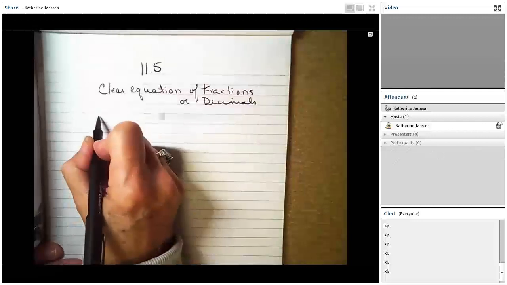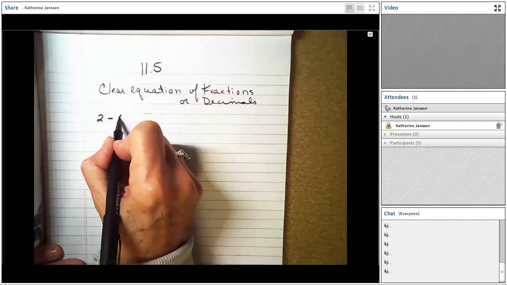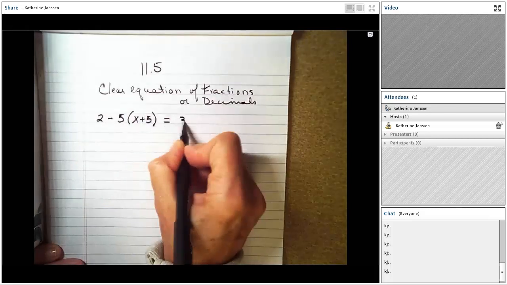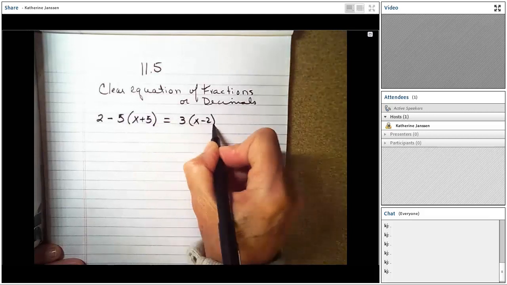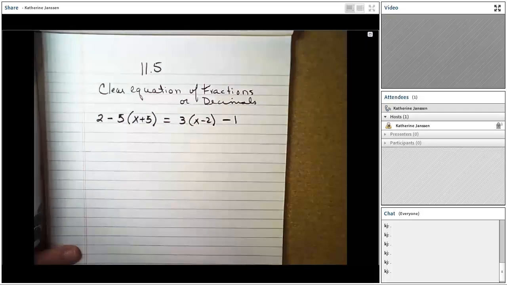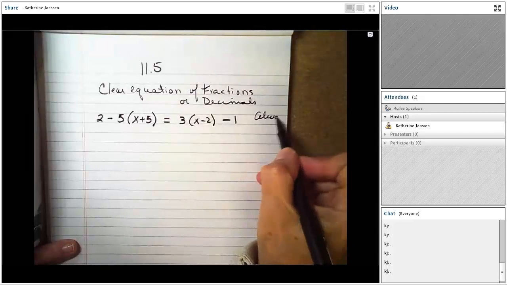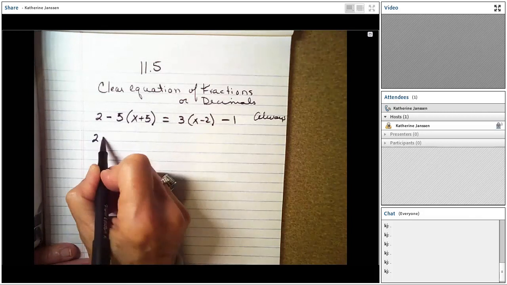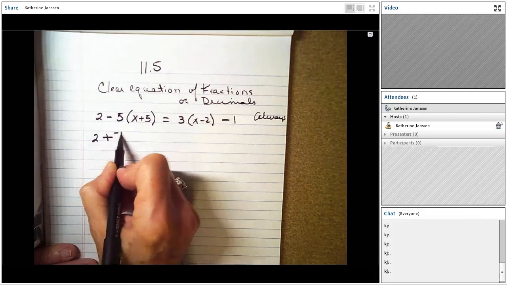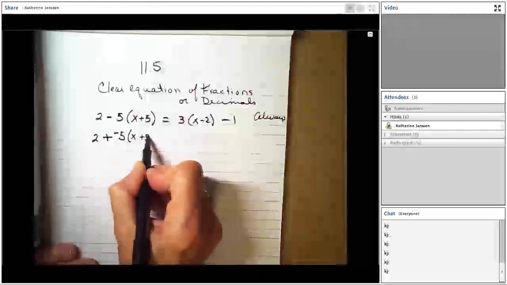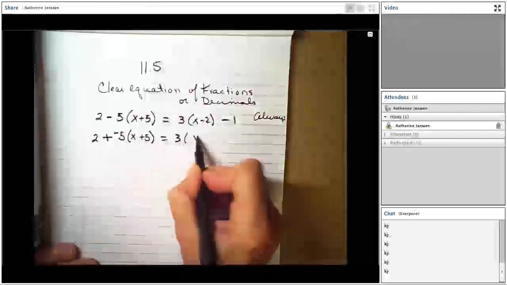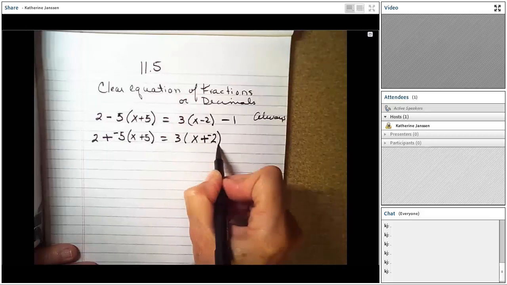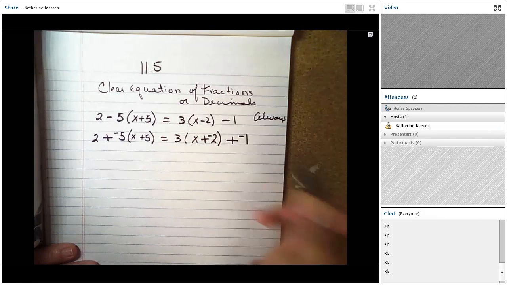So our first example is 2 subtract 5 times the quantity x plus 5 equals 3 times the quantity x minus 2 minus 1. Now always we take care of subtraction, so we know the sign of our term. So I have 2, change subtraction to addition, a negative 5 times the quantity x plus 5 equals 3 times the quantity x, change subtraction to addition and add the opposite.